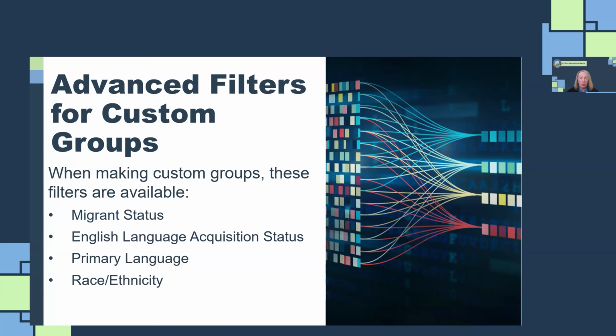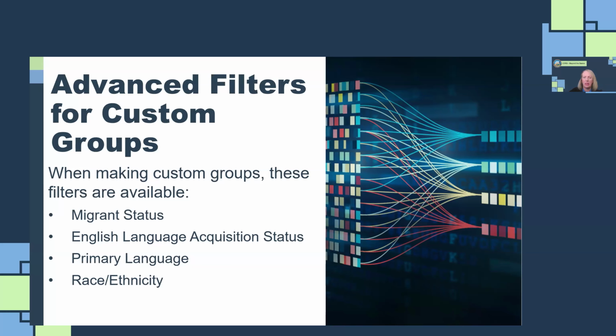Another example would be using multiple filters at one time. For example, a person can filter by English learner from the ELAS with the primary language of Tagalog. And then CERS will display the students that fit those two groups. So that's another example.